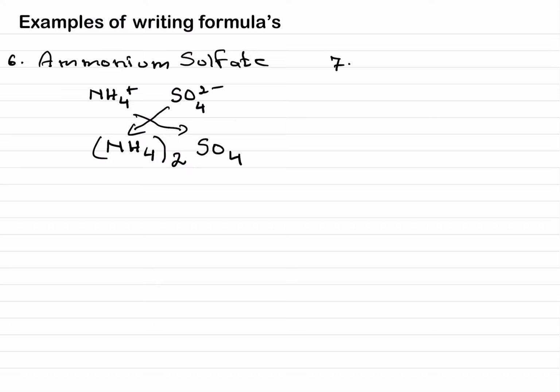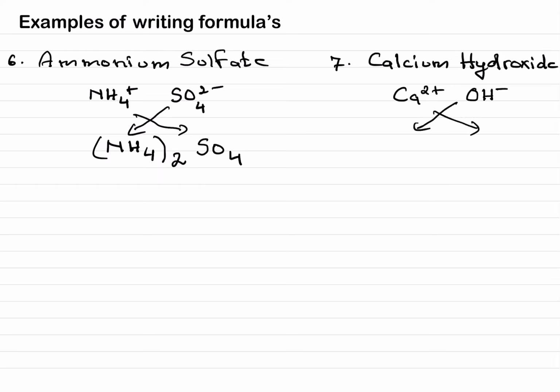Let's write calcium hydroxide. Calcium hydroxide. So the symbol is Ca, charge is 2 plus for calcium, and hydroxide symbol is OH, and the charge is negative. Let's exchange the charges. So calcium will be Ca, and since hydroxide has a negative, we don't write anything. Hydroxide will get a whole OH.